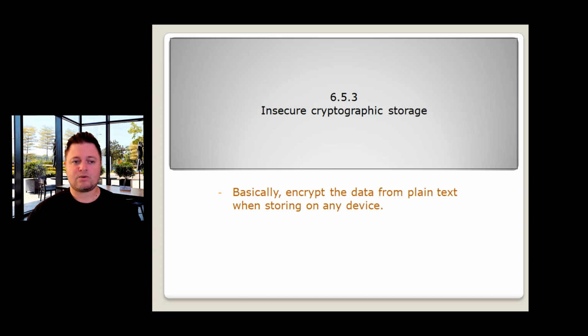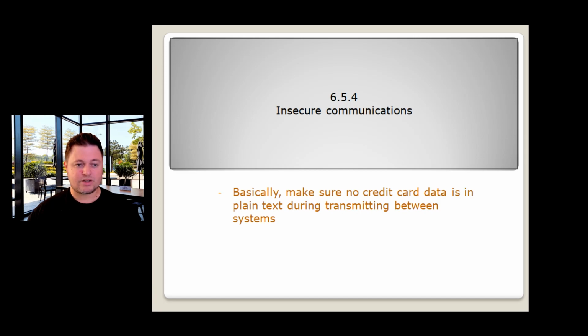Insecure cryptic storage. Basically, encrypt data from plain text when storing on a device, computer, external HD, USB, whatnot. Insecure communications. Basically, make sure that no credit card data is in plain text during transmission between systems. Let's say you're sending from computer A to computer B, or submitting from one location to another over the internet. Make sure it's encrypted using VPN, and so on.